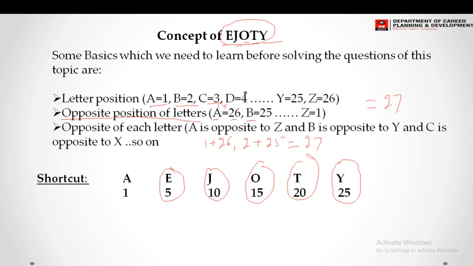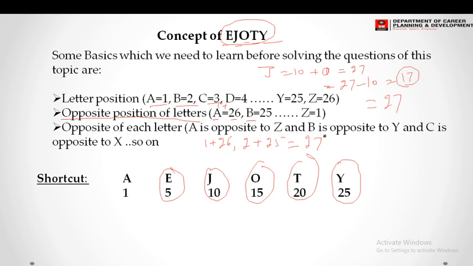For example, the question is: find the opposite position of J. We know that the position of J is 10. So this position plus the opposite position is equal to 27. Means to find the opposite position, 27 minus the position of J, that is 10, gives 17. So 17 will be the answer.